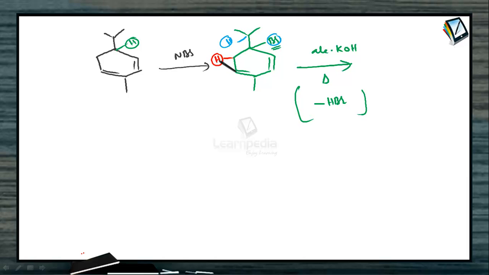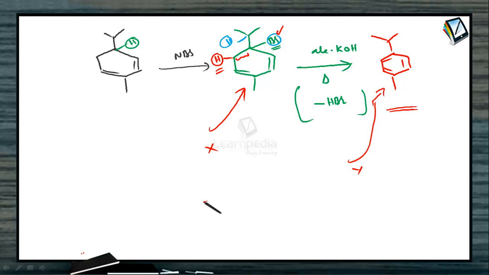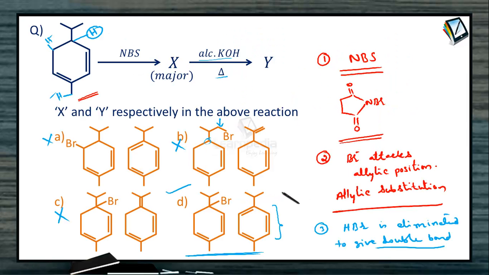When this hydrogen and this bromine are eliminated, the double bond will be formed here. That gives aromatic character, and thereby this HBr is eliminated faster and gives a more stable product, and thereby the actual product of the reaction is this: this is X and this is Y. Therefore the answer is D.